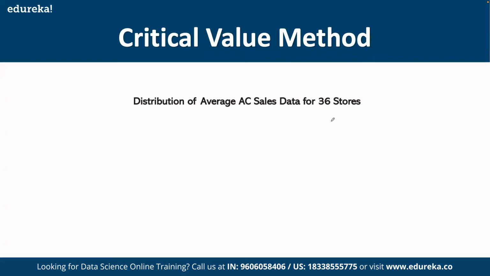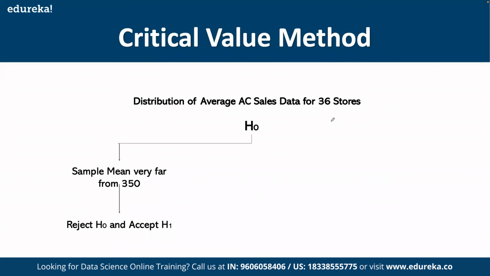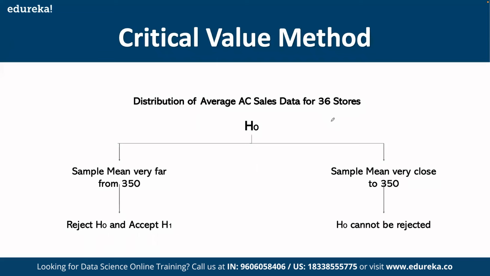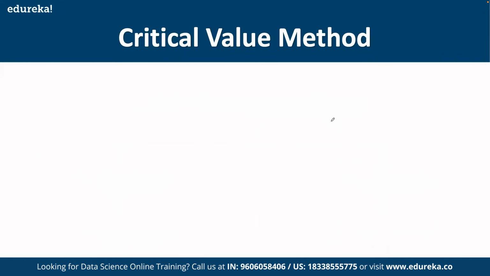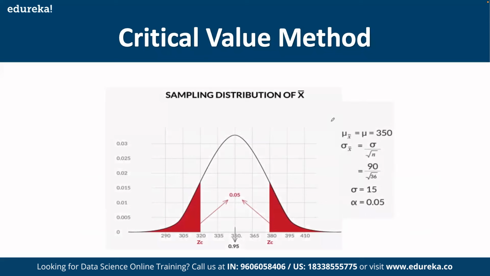Once we define the hypothesis, we are going to select the sample. In this scenario, we'll look into the sample of 36 stores. The sample mean can vary very far from 350. If I've got a sample mean which is very far from the assumed mean, then we are going to reject the null hypothesis and accept the alternate hypothesis. On the other hand, if I've got a sample mean closer to 350, then we do not reject the null hypothesis. We just proceed with the null hypothesis itself. That is how we will make use of the critical value and then perform the analysis.